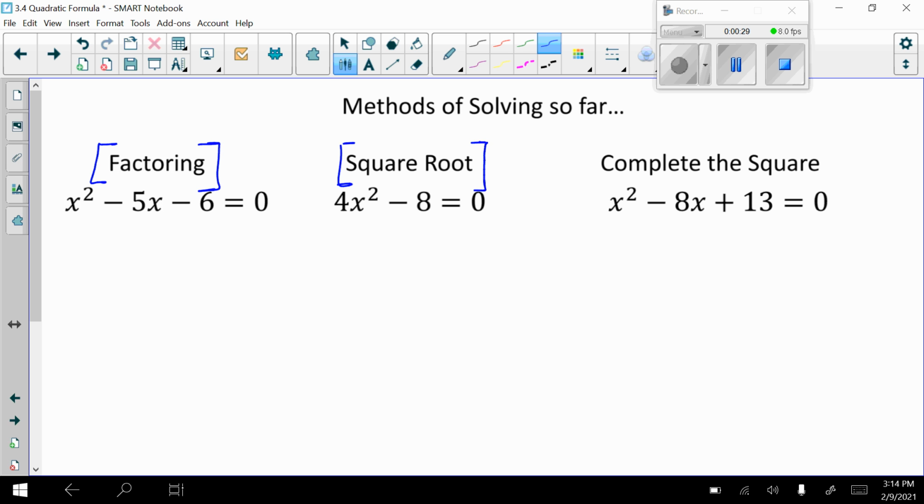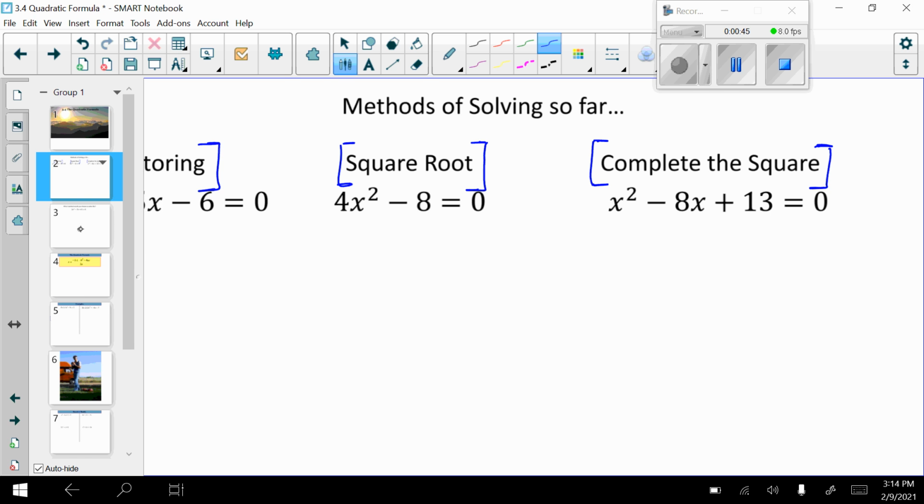So real quick, just to recap, so far we have talked about factoring, we have talked about solving with square roots, and in the last video we talked about solving by completing the square. These are all methods of solving quadratics that we have done so far. Okay, those are the three that we have. The quadratic formula is going to be our last one, and the reason we need it is because of this.